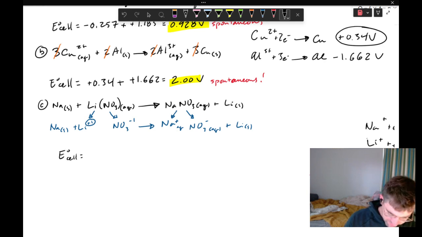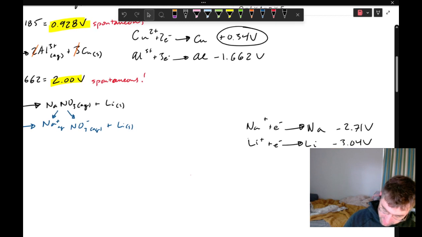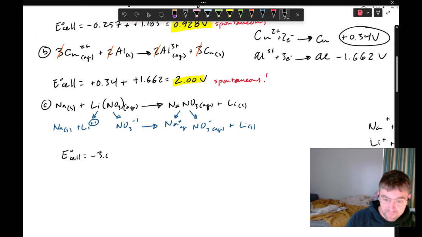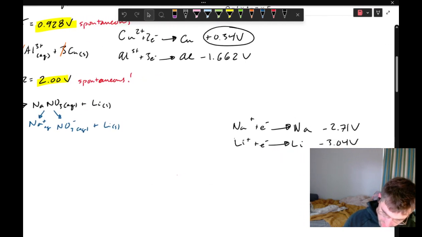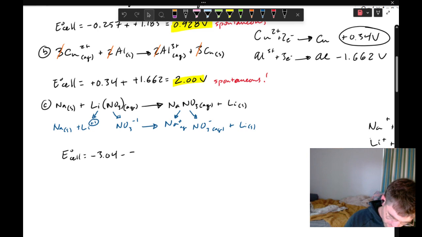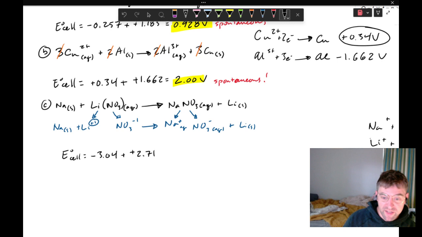what formula we need now. I'm going to go ahead and just tell you the value for that half reaction. See, I've written it over here. It's negative 3.04 minus, for sodium, negative 2.71, minus a negative, equals negative 0.33. So we have our first negative value. This is non-spontaneous.